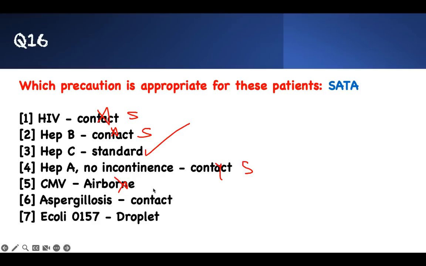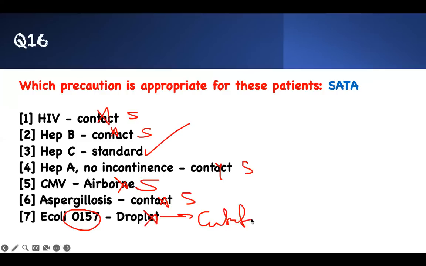CMV is standard precaution. You can see what I was trying to do. Aspergillosis causes pulmonary disease, but you can't transmit it to anybody. It's a standard precaution. E. coli 0157. I told you, if you listen to me, this sounds like enteric to you. So it goes to the enteric family. So this is wrong. This goes into contact precaution.